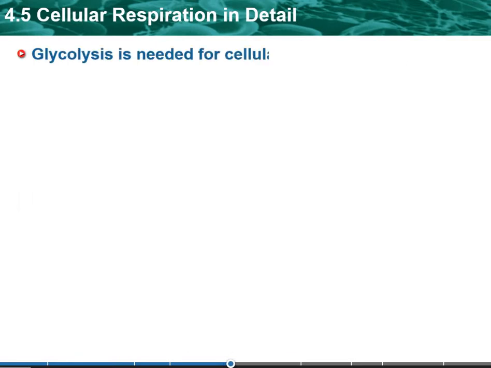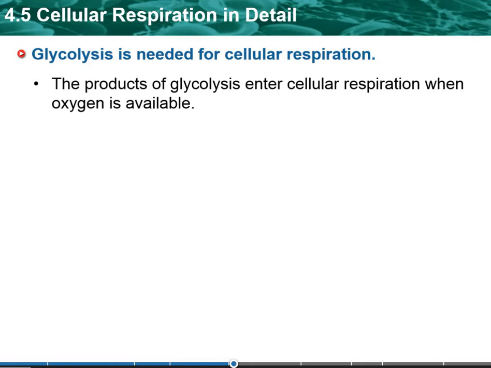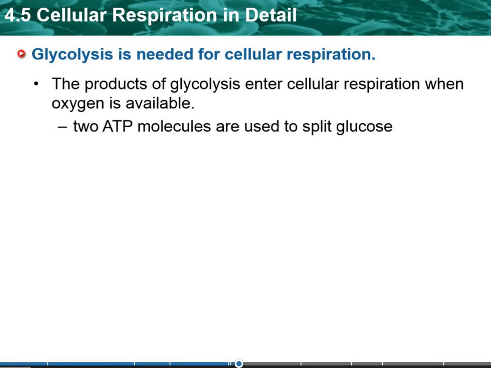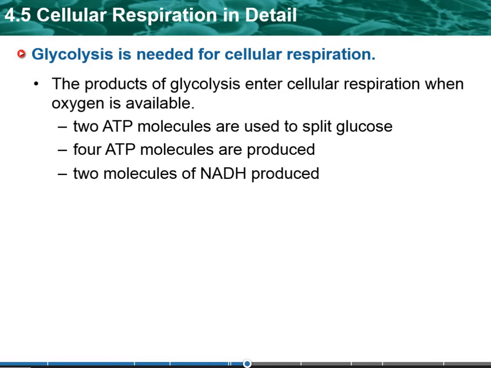So now looking at it in more detail. Glycolysis is needed to start cellular respiration. The products of glycolysis enter cellular respiration when oxygen is available. 2 ATP molecules are used to split glucose, like I said before, and 4 ATP molecules are going to be produced. That gives us a net gain of 2 ATP that are going to be created in that first stage.